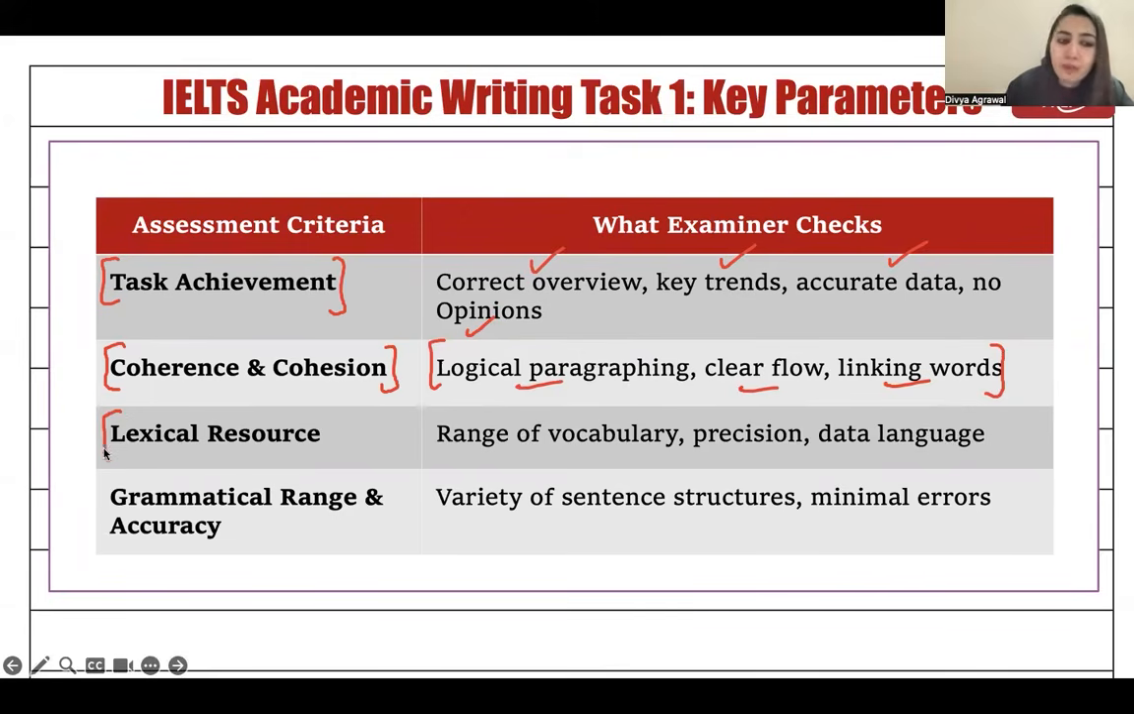Everything should be proper. Now, lexical resource is the kind of words you're using. What kind of vocabulary are you using? The language, everything should be proper. You should use advanced words, good words, and then grammatical range and accuracy. In that you see what kind of structures you are using. Grammatically everything should be proper with minimal errors. These are your parameters. Now let's move ahead towards further things.